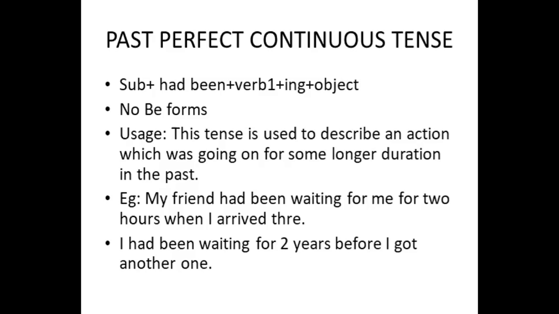One more example, I had been waiting for 2 years before I got another job or something, another project, you can add something. I had been waiting for 2 years, so I waited for 2 years. How much time did I wait to get another job? 2 years. So you can see that longer duration. I had been waiting for 2 years before I got another one.